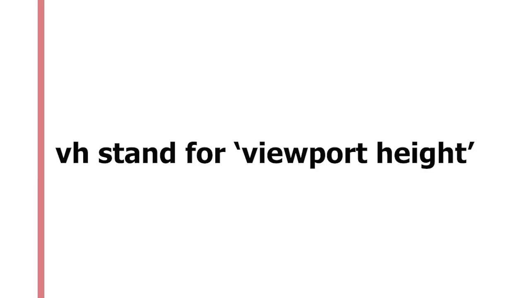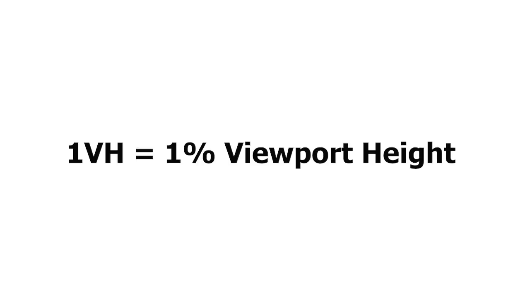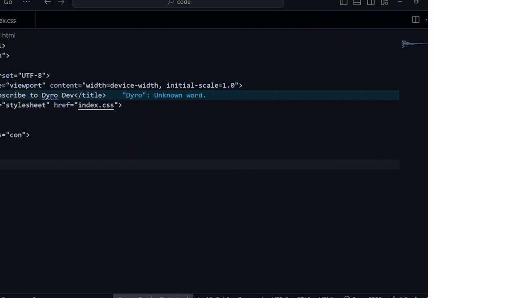vw stands for viewport width and vh stands for viewport height. One vw is equal to 1% of viewport width and one vh is equal to 1% of viewport height.